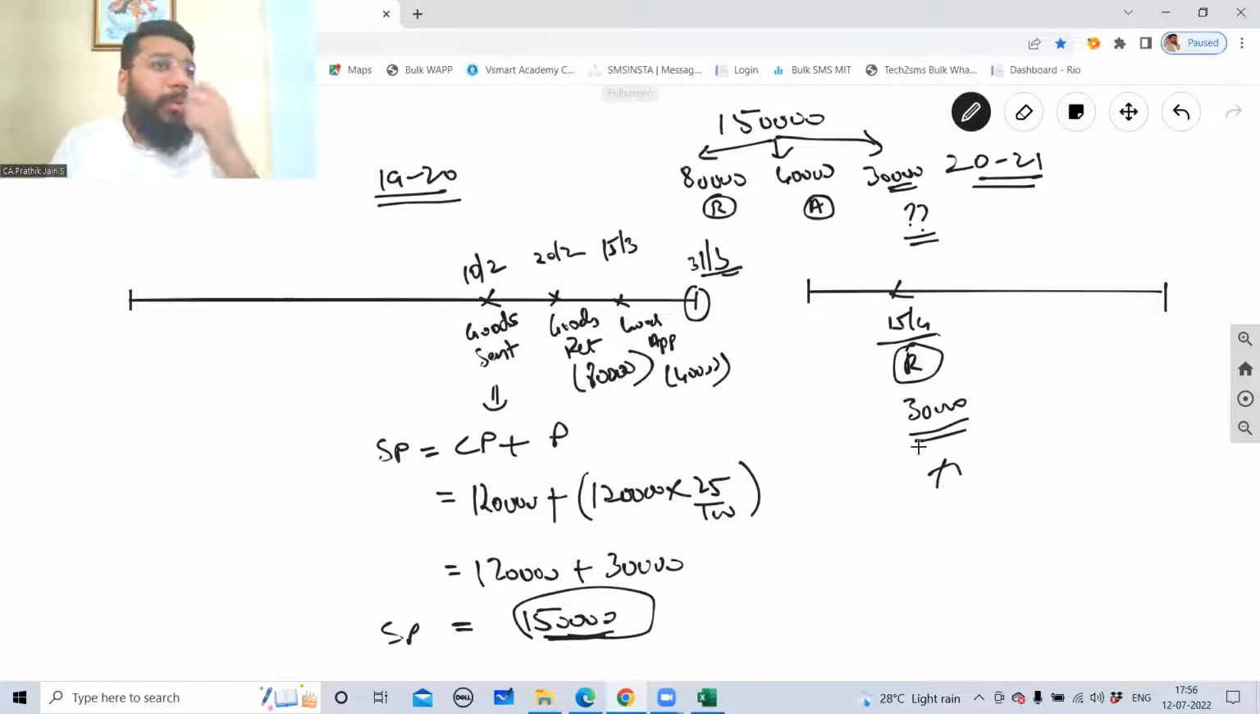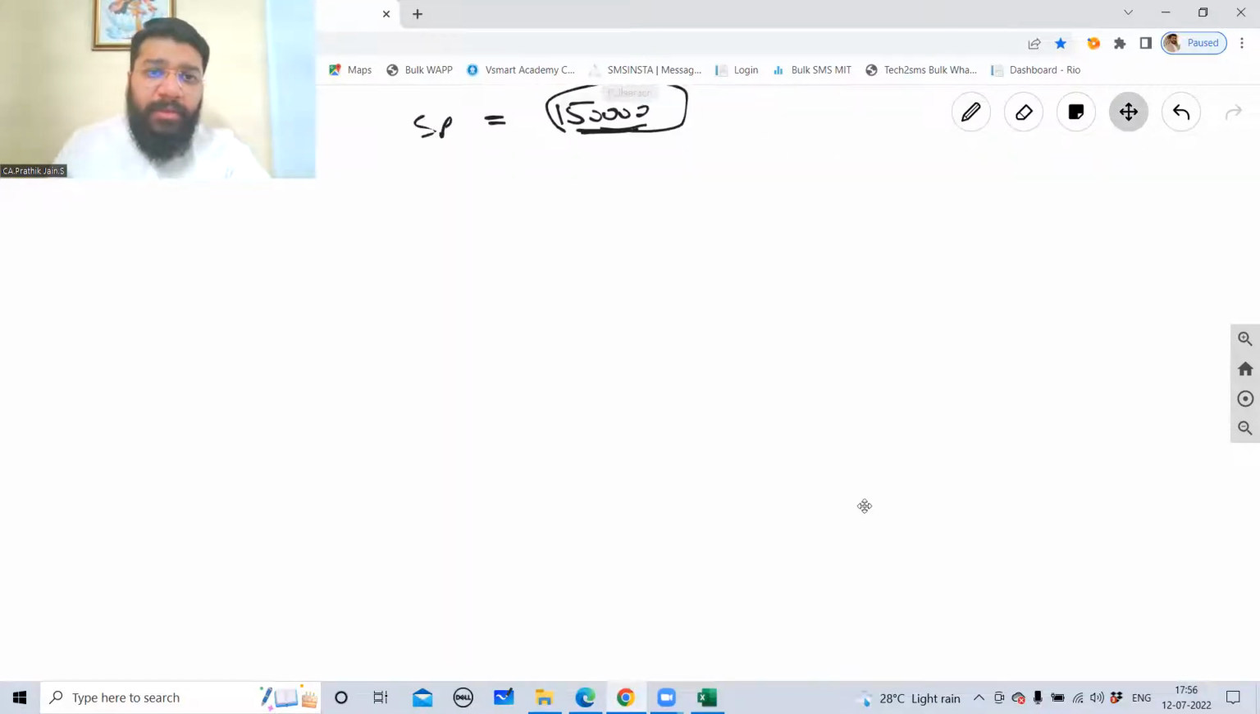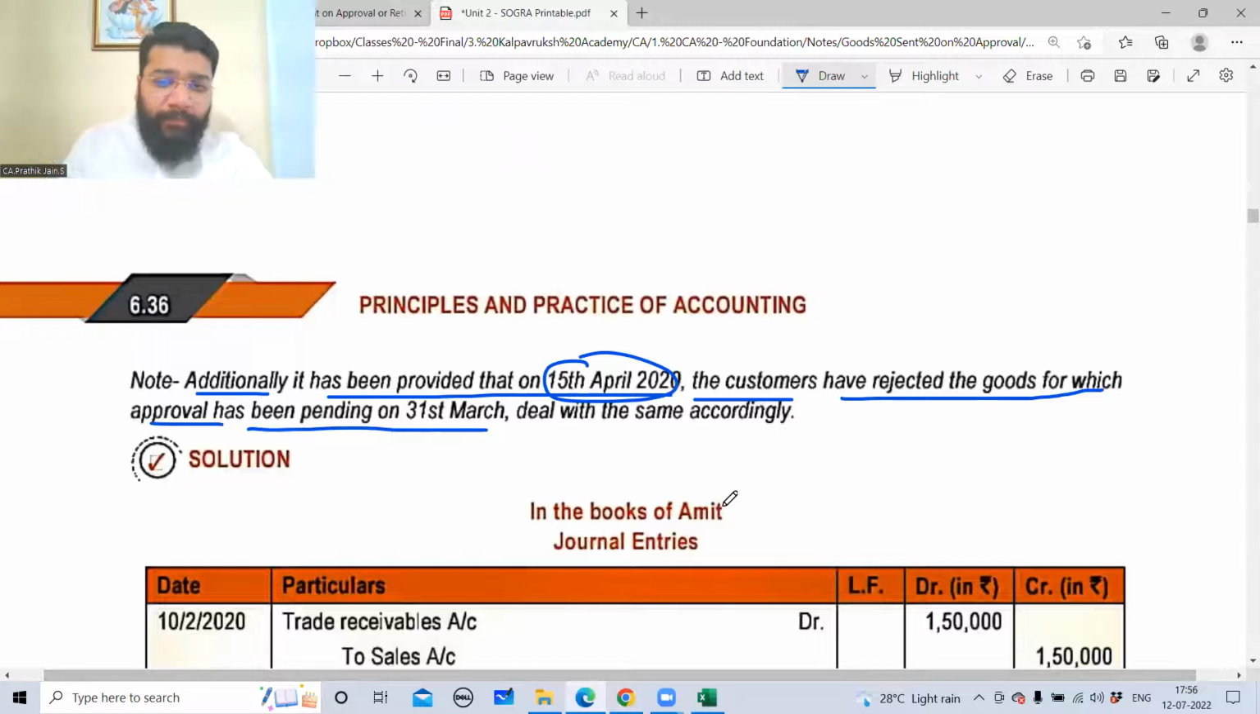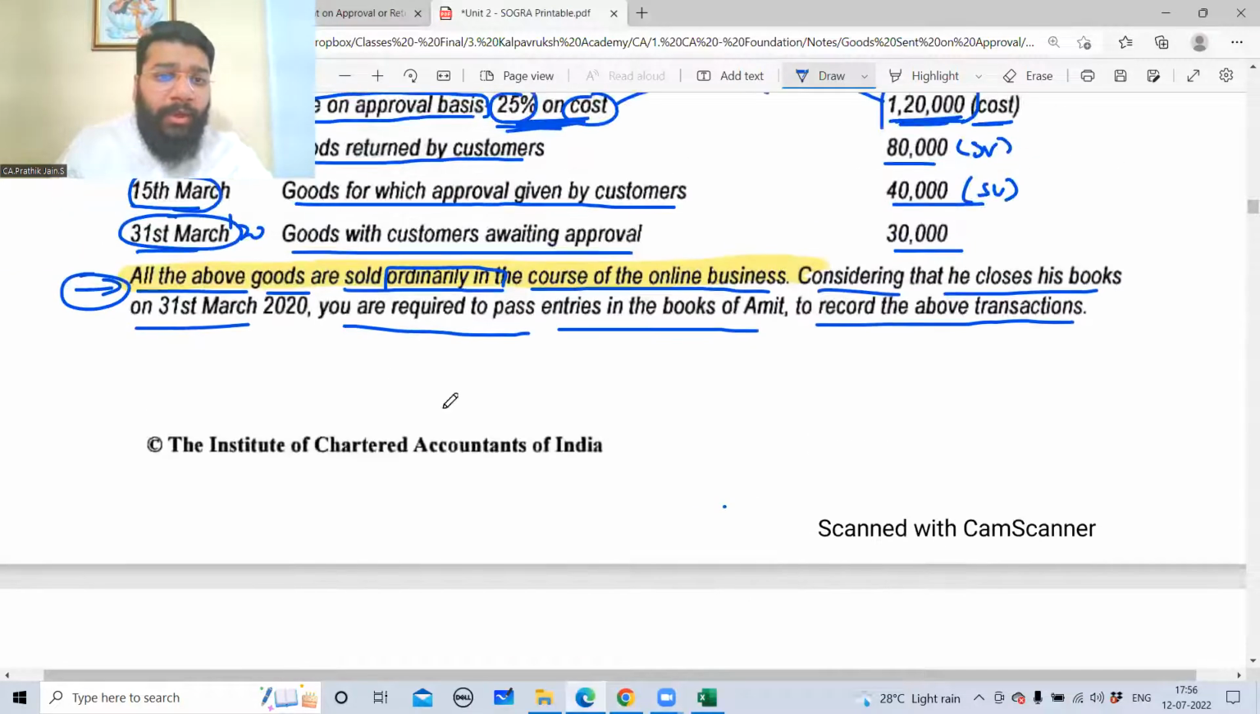Now, what will be the accounting treatment here? Will there be any accounting treatment here? That is the question they are asking. Are you clear with the requirement? Are you clear with the question, first of all? Yes, sir. Very good. Now, guys, you're supposed to pass journal entries. What is the requirement? You're required to pass the entries in the books of Amit to record the above transaction.